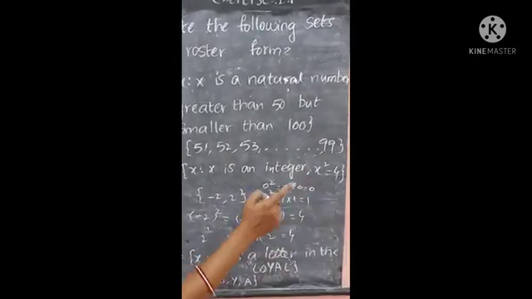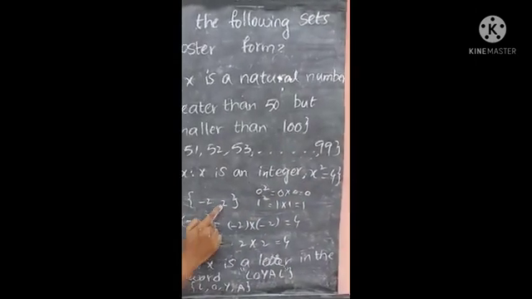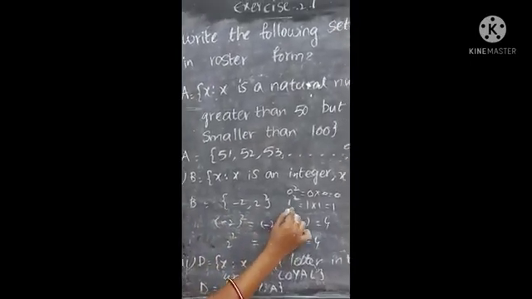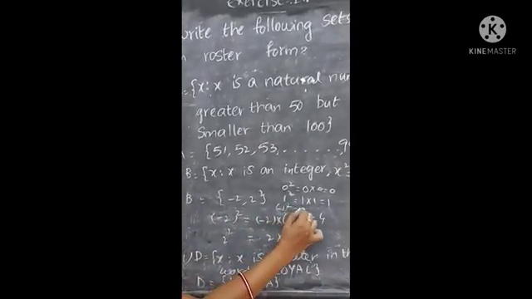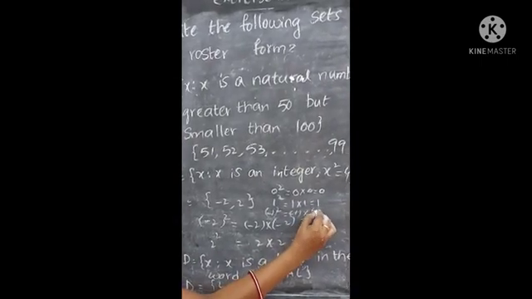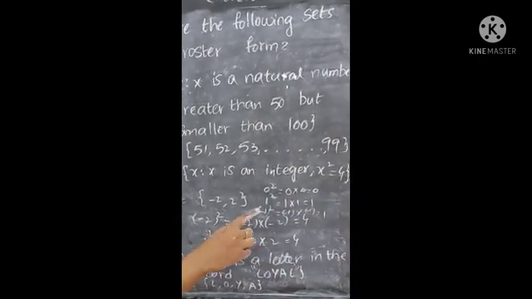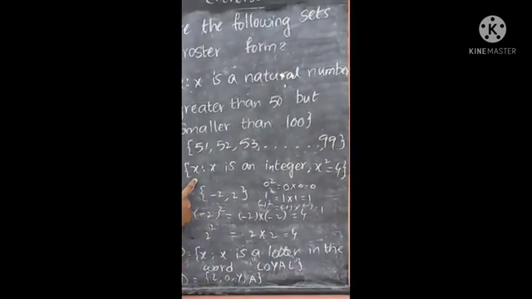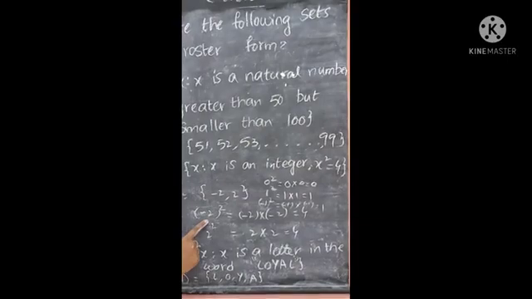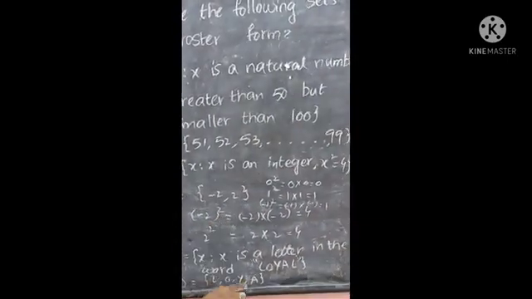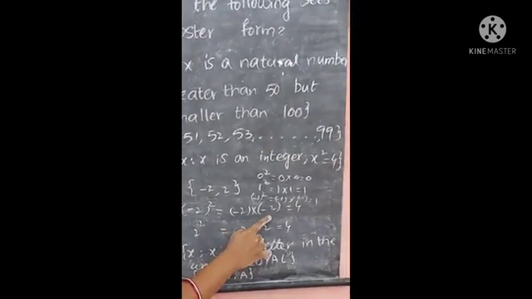If I take minus 1 whole square, it is equal to minus 1 into minus 1, which is equal to plus 1, not equal to 4. So this minus 1 does not belong to the set B. If I take minus 2 whole square, x square means minus 2 whole square. So that is minus 2 into minus 2, which is equal to minus into minus is plus, and 2 into 2 is 4, which is equal to 4.